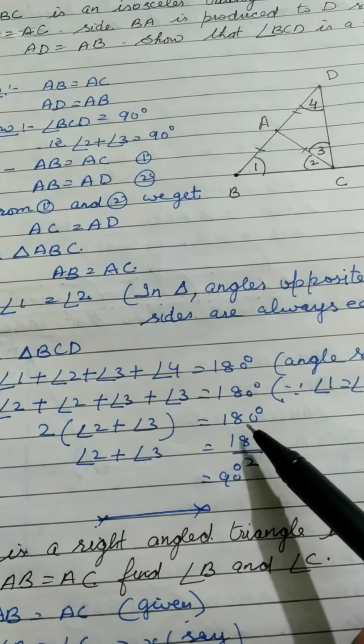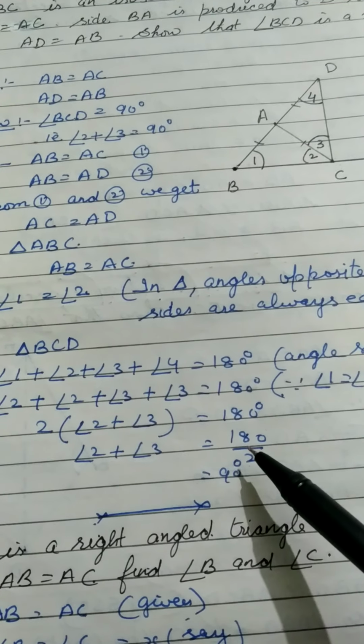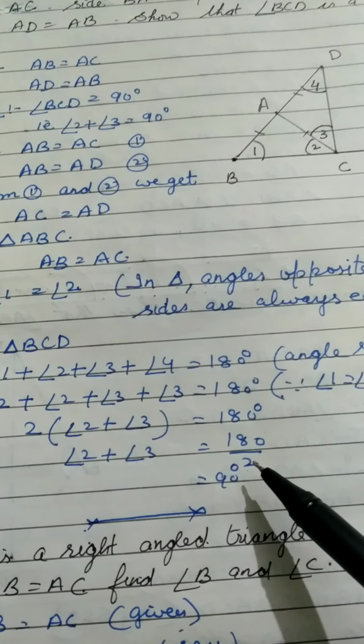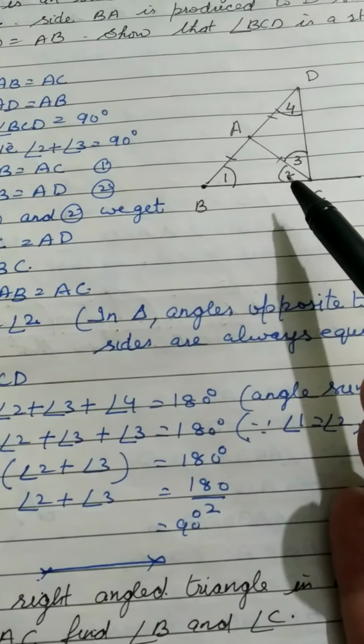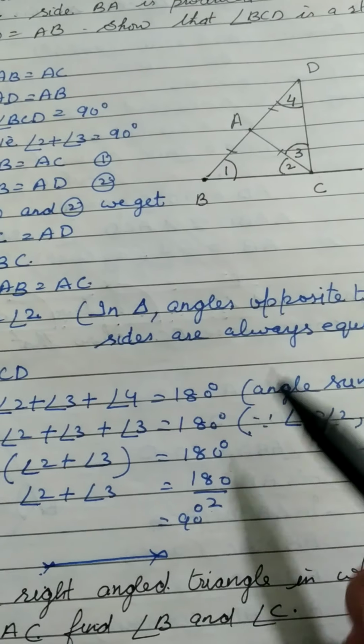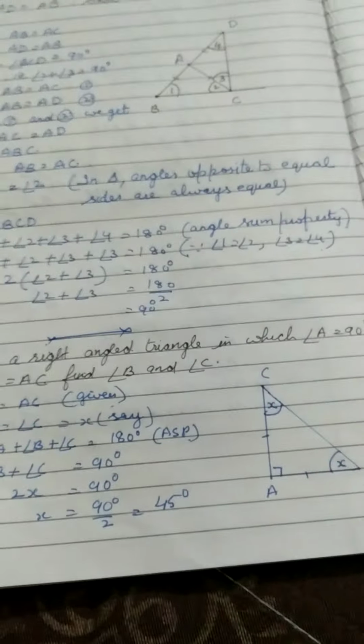Angle 2 plus angle 3 is equal to 180 divided by 2. We take 2 to the right side, it is 180 by 2, and when we simplify 180 by 2, we get 90. Means that angle 2 plus angle 3 is equal to 90 degrees, that we were to prove. Now we come to the next question.